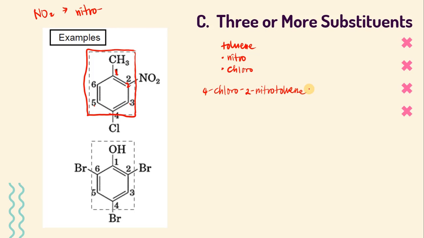Okay. Next. How about this? Na mangita jud ka kung naa ba special name. So OH. Kani nga naay OH, unsa ganiton, hydroxyl group. This is a phenol. So you have a phenol. And then, naa kay mga Br. So, naa kay bromo. Pero, tulo man ka bromo. So, that's tribromo.